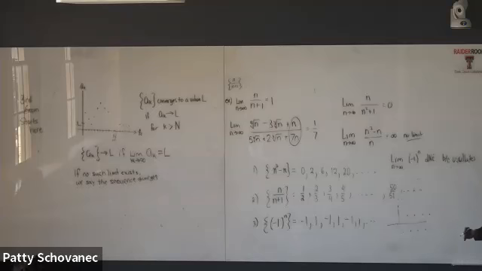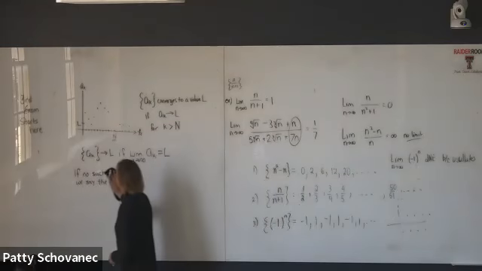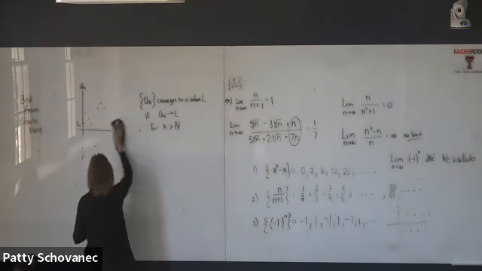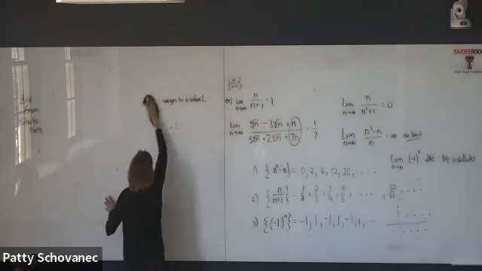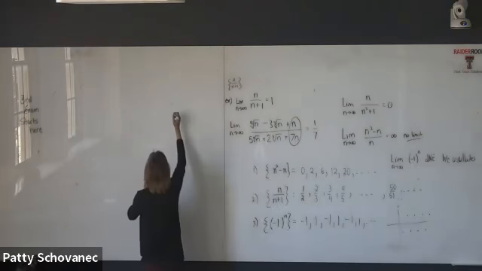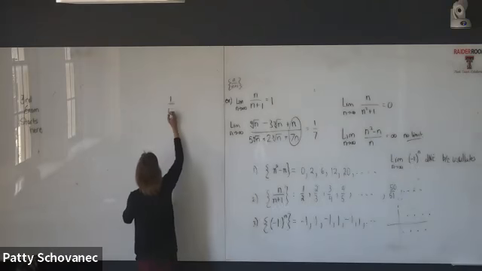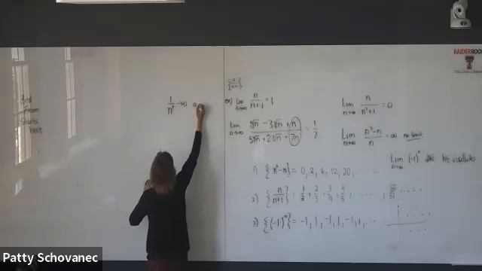Now, if it's not that easy to see, if we're not talking about degrees and things like that, to get these general patterns, we use the fact that 1 over n to a power goes to 0 as n goes to infinity.